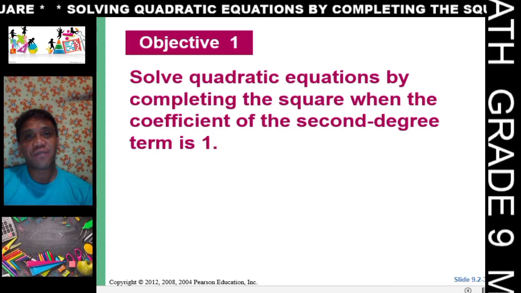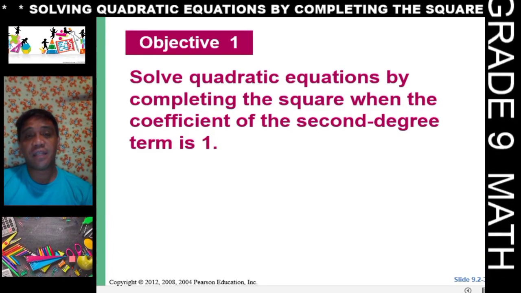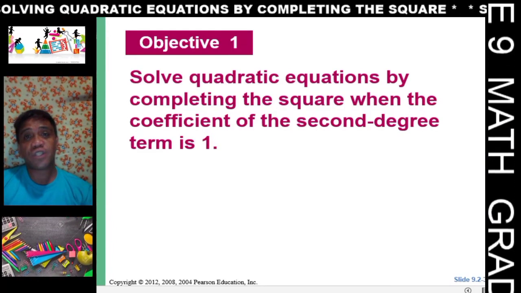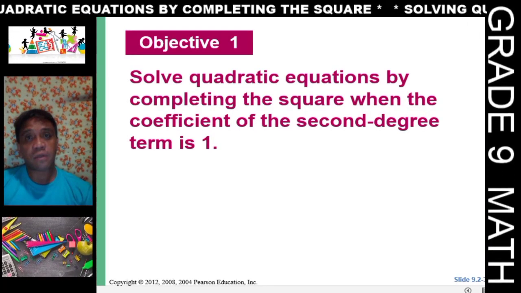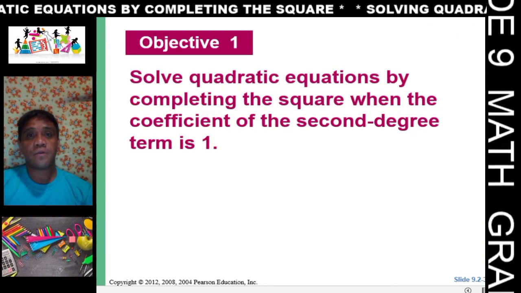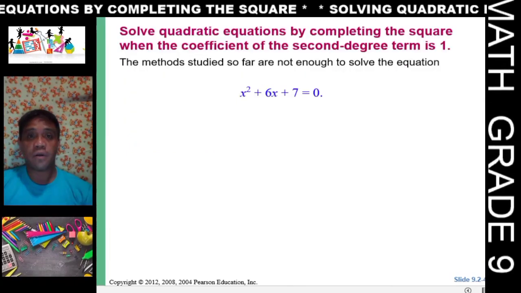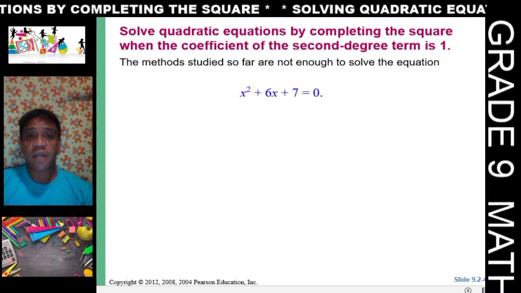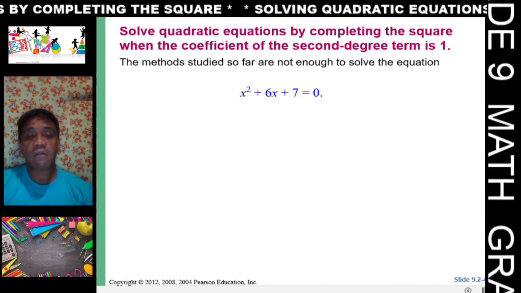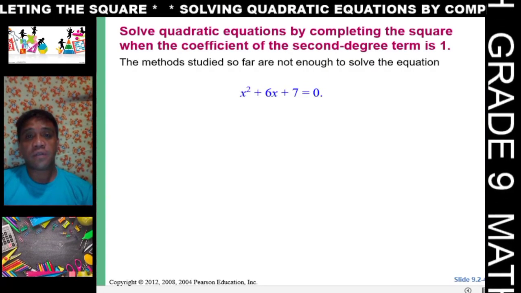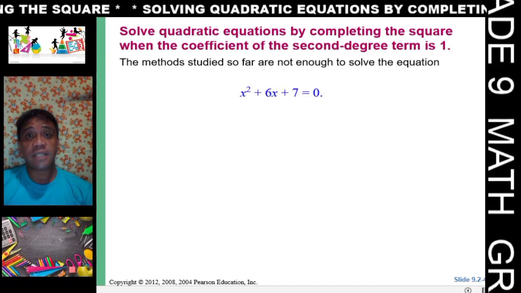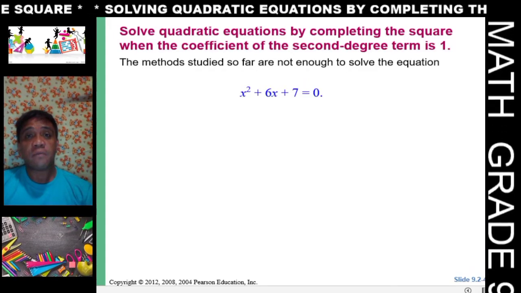So we have to go first with objective number 1, and that is the numerical coefficient of the quadratic term is equivalent to 1. Therefore, we're going to solve for the unknown variable. Considering this kind of problem, we have here x squared plus 6x plus 7 is equal to 0. Take note that this one is not factorable.